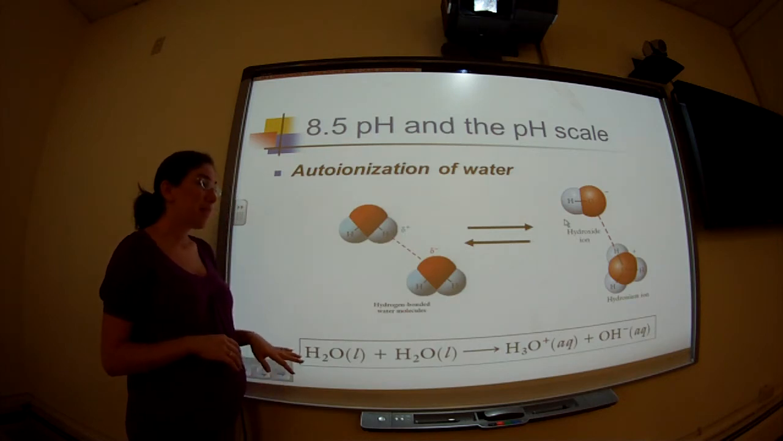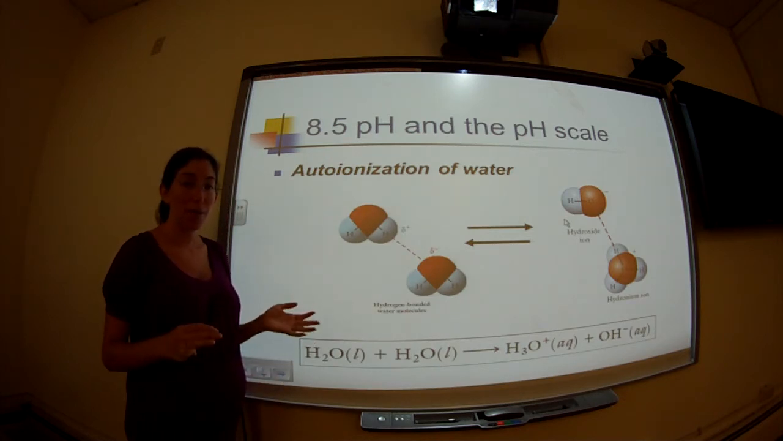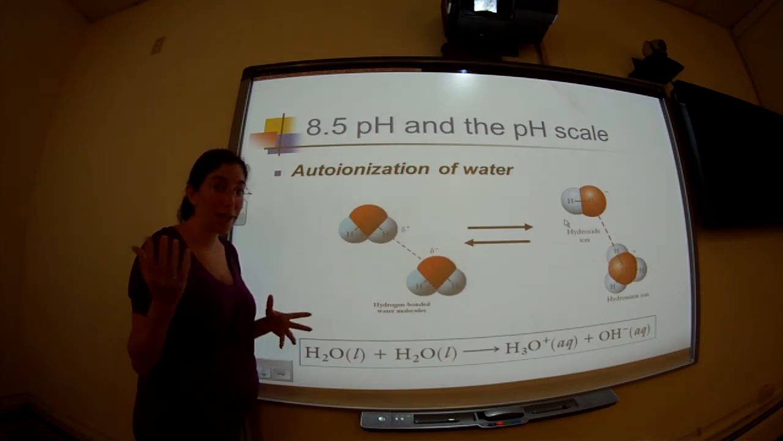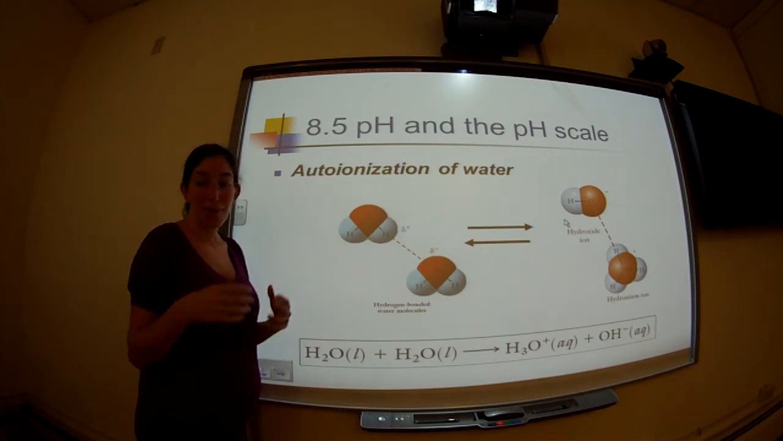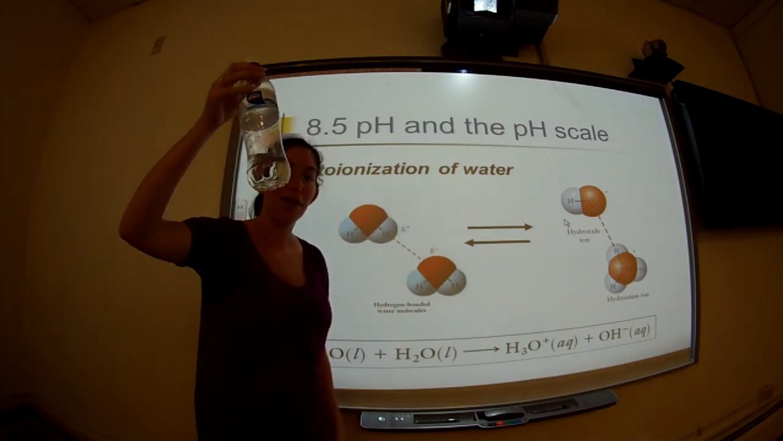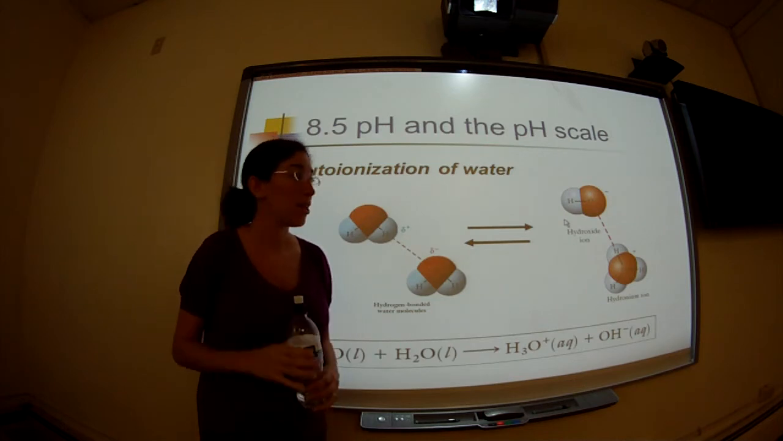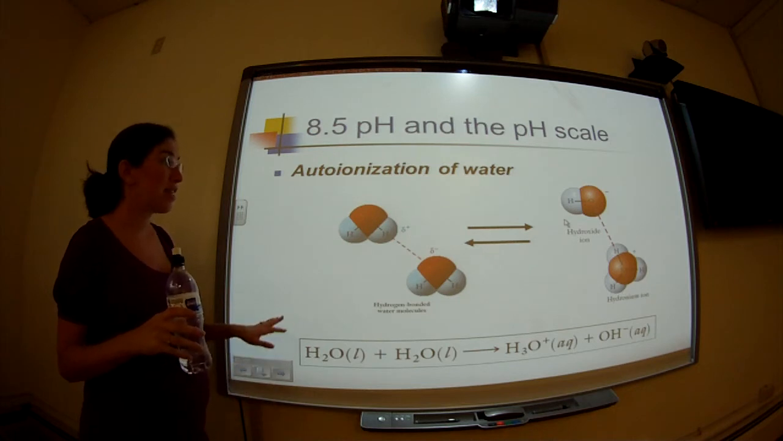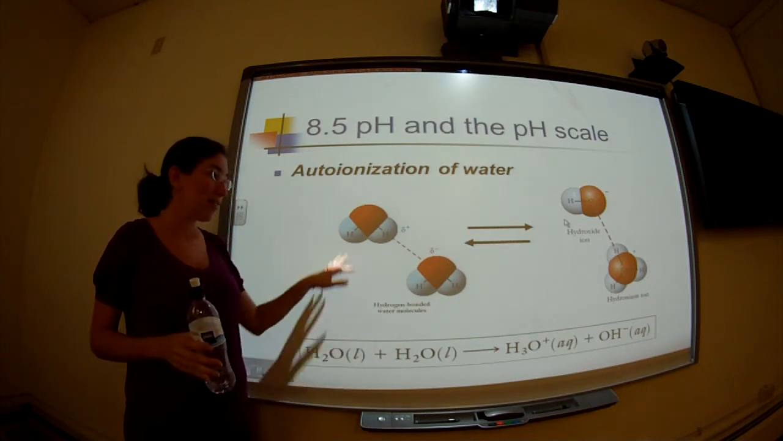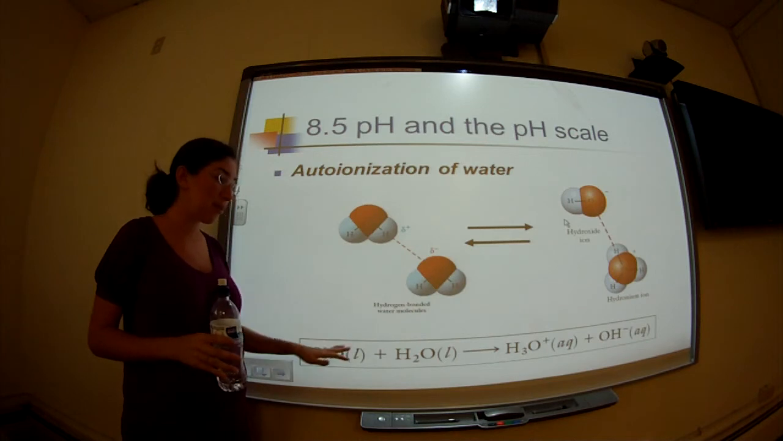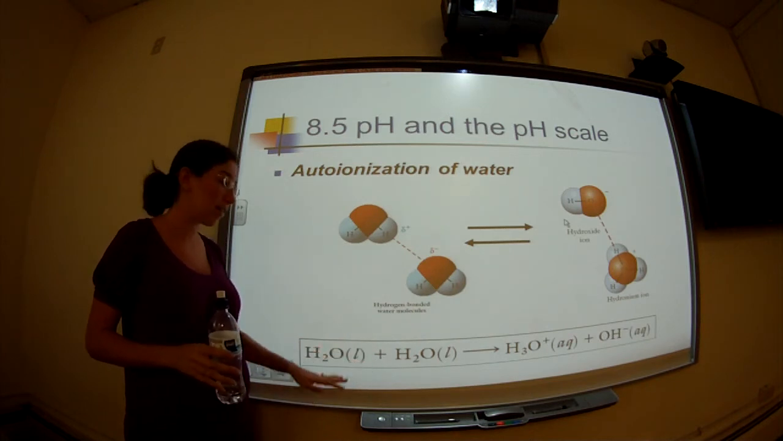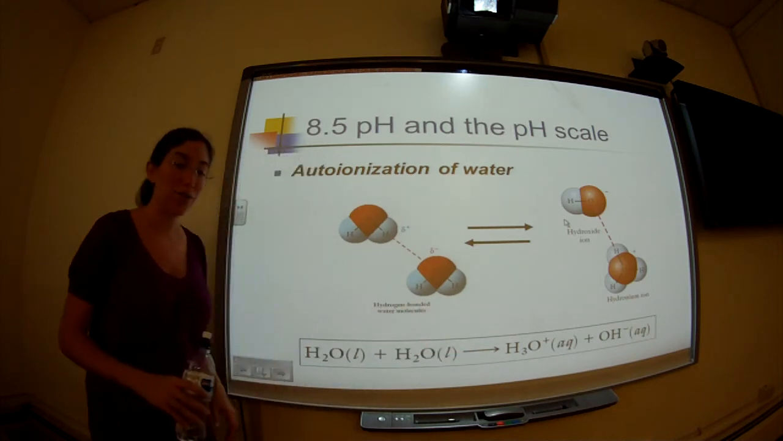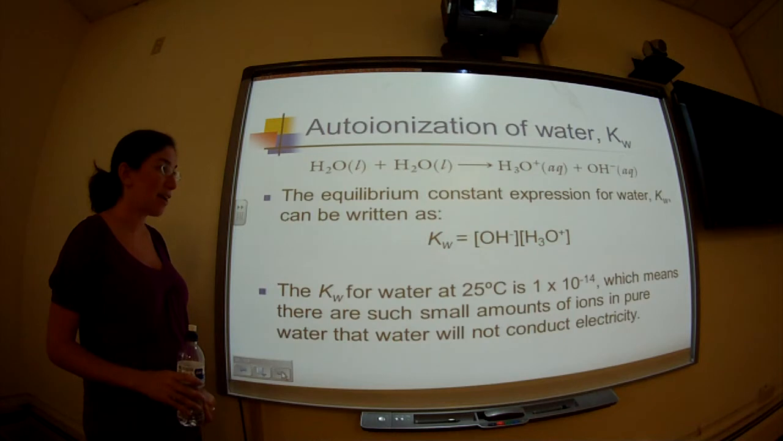So this happens in pure water, very infrequently, 1 in like a million molecules. But still, in this bottle of water, I have way more than 1 million molecules, so there's definitely some ions floating around. The chemical equation for autoionization of water is 1 water molecule plus another water molecule can become 1 hydronium plus 1 hydroxide ion.